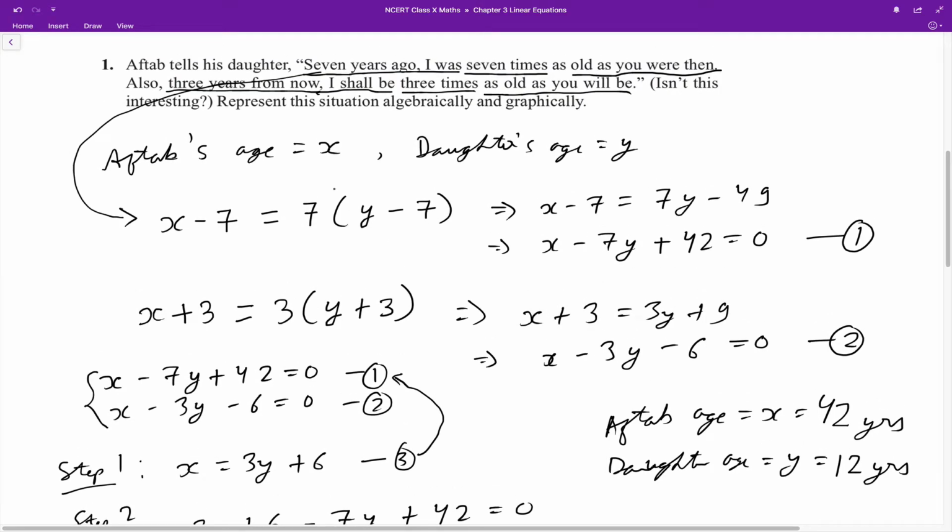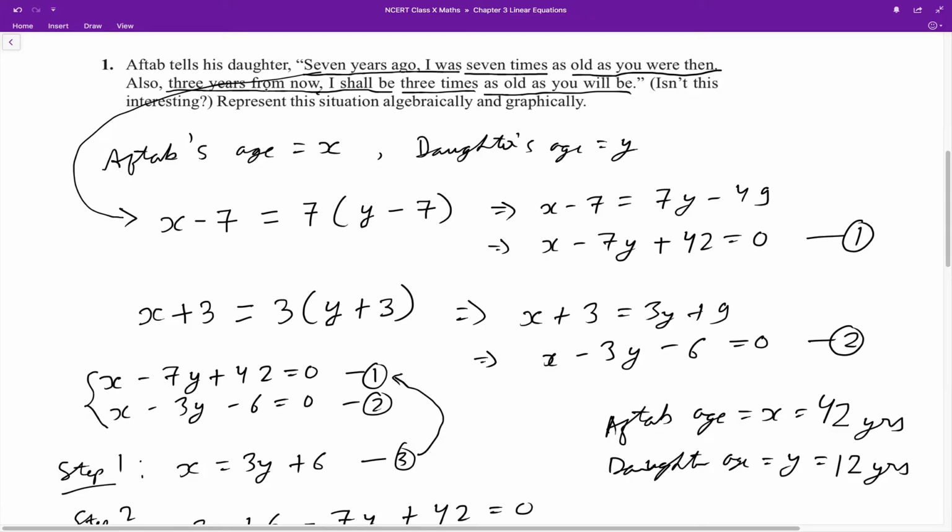So 7 years ago, Aftab's age would be 42 minus 7, 35. 7 times as old as you were then. So 7 years ago Aftab was 35, his daughter was 5. So 35 is 7 times 5. So the first equation is satisfied. 7 years ago Aftab was 7 times as old as his daughter.